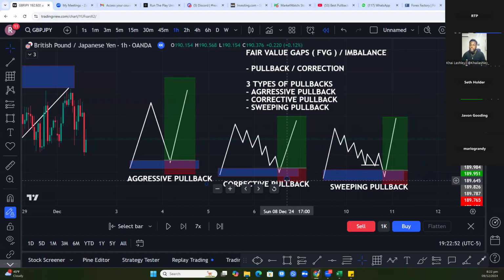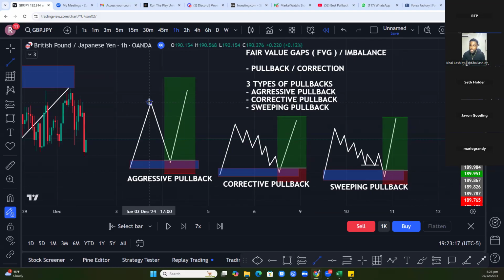What validates or strengthens an area? There are two main things that are going to validate or strengthen your area of entry. Number one, a break of structure. So for example, in a scenario like this, where we have price push up, breaking structure at this point, we have price breaking structure here.